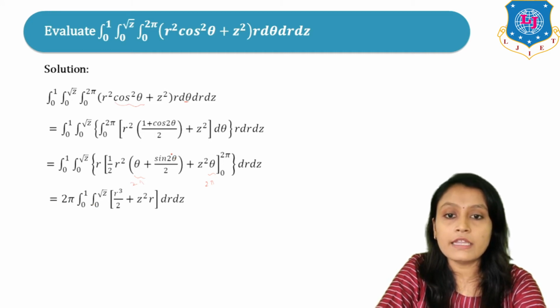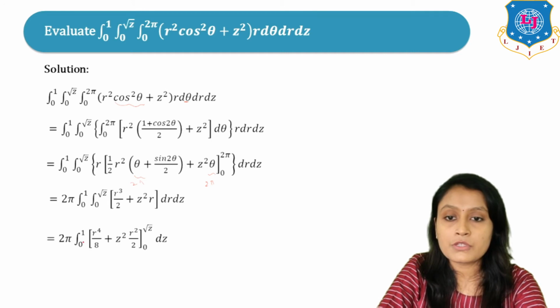Now we know sine 4 pi is 0, so this term is gone. What remains is r into r square, that is r cube upon 2, plus z square into r, so it will give you z square r dr dz. When you substitute the lower limit, the whole term goes to 0. Now we integrate with respect to r and keep z as a constant, so you will get r raised to 4 upon 8 plus z square times integration of r, which is r square upon 2, with limits 0 to under root z.